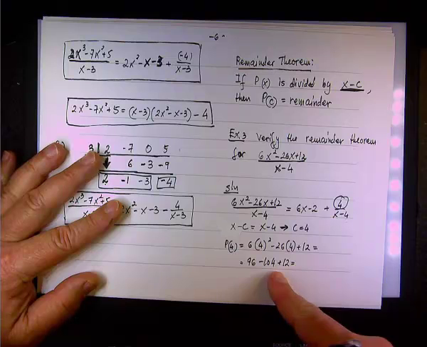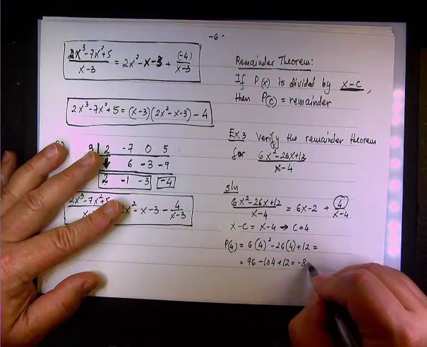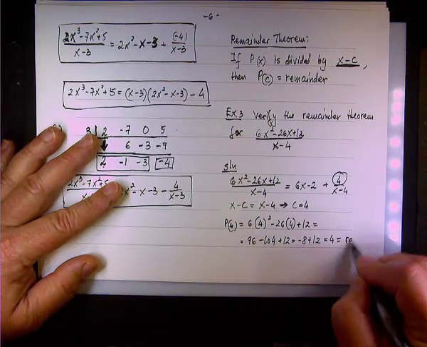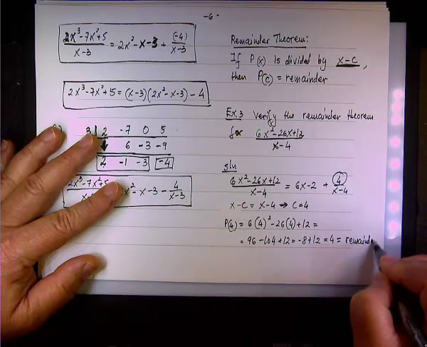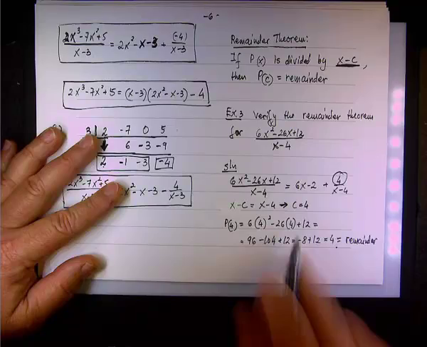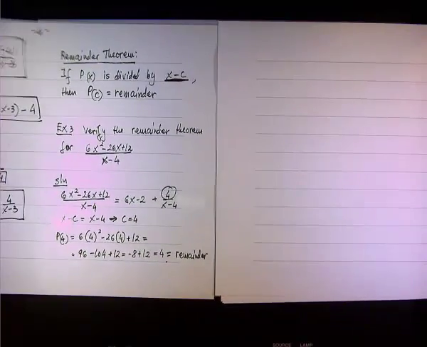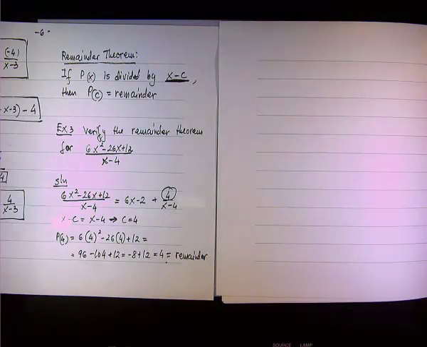But let's see if this actually works out. 6 times 16 is 96. 5 times 16 is 80, plus 16 is 96. 26 times 4, well, 25 times 4 is 100, plus 4, so it's negative 104, and then plus 12. So 96 minus 104 is negative 8. Negative 8 and positive 12 is 4. So you can see that it's equal to the remainder. So we didn't have to evaluate it, we could have done it directly by looking at the remainder.